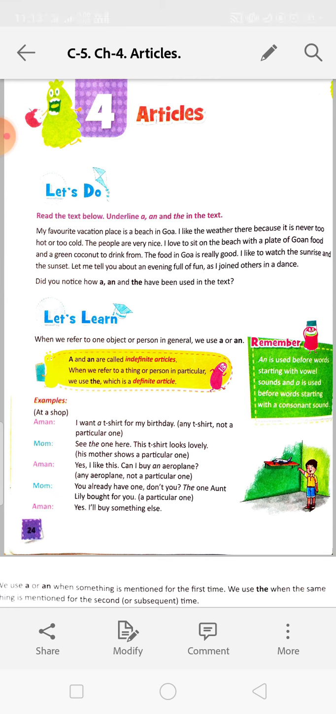Okay. So read the text below, underline a, an and the in the text. So this one is very easy, you will do it by yourself. When I give you the answers, you will check it over there.